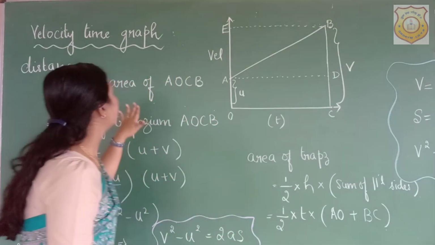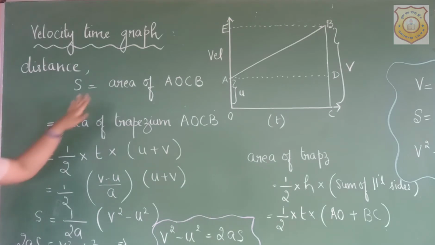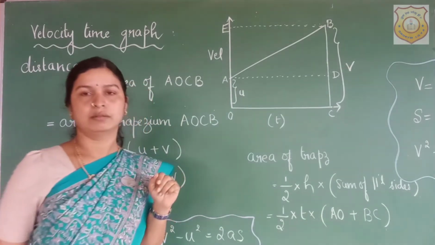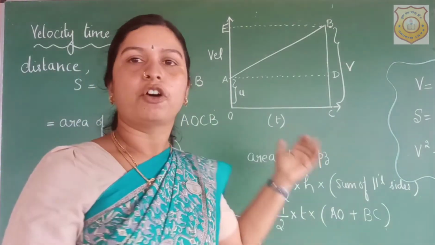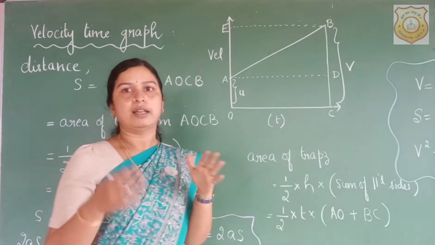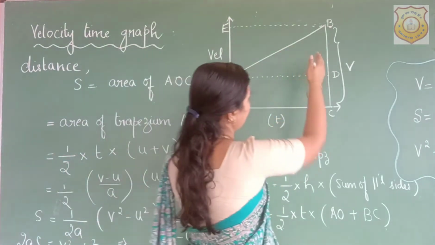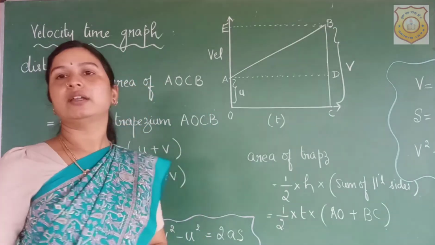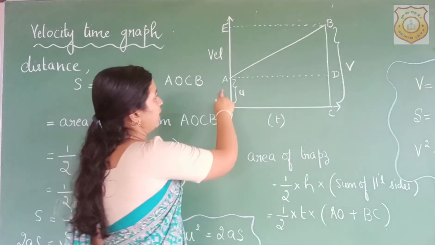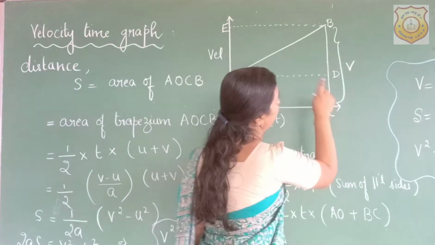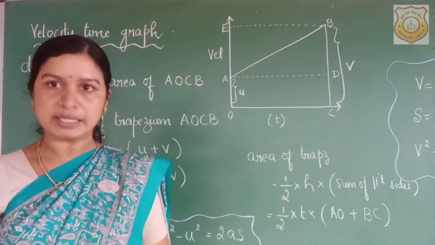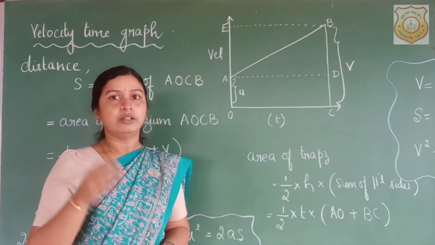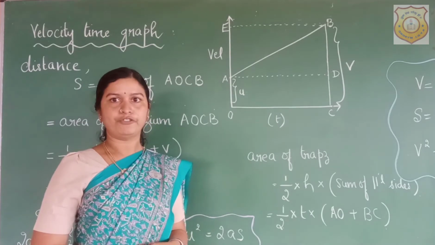Now I told you that for finding the distance we are going to find the area of this figure AOCB. And I also told you that for finding the area of this figure, we can find the area of this triangle plus the area of the rectangle below. If you look at this figure carefully, you will see that this figure AOCB is nothing but a trapezium. And of course, you can also find the area of a trapezium using a different formula.